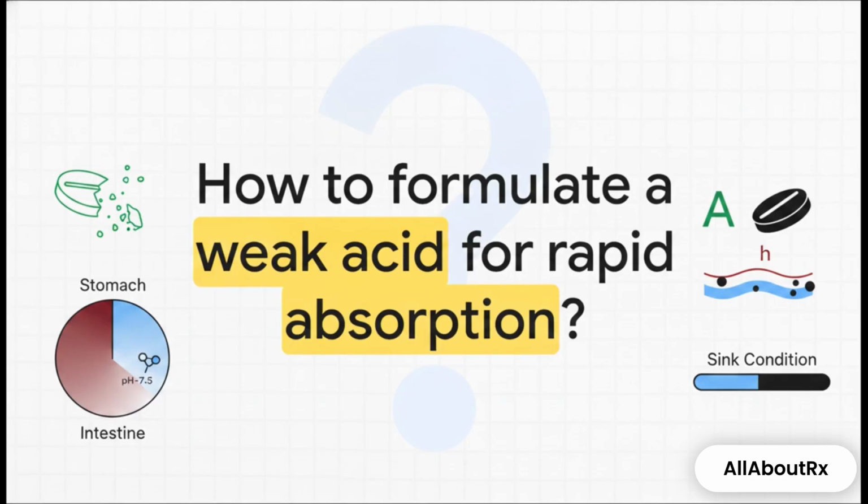As you review your notes, I want to leave you with this provocative clinical question. If you were tasked with formulating a poorly soluble weak acid, exactly how would you manipulate those Noyes-Whitney variables, and what formulation levers would you pull to guarantee rapid clinical absorption? Think about surface area, think about disintegrants, and think about GI pH.